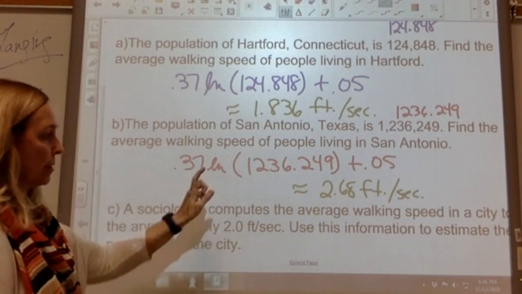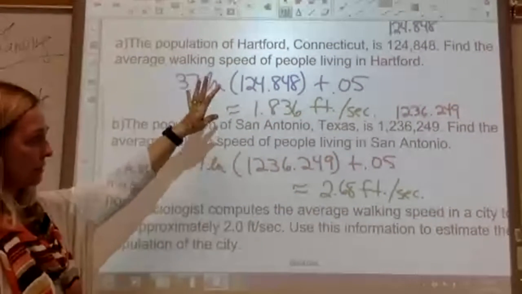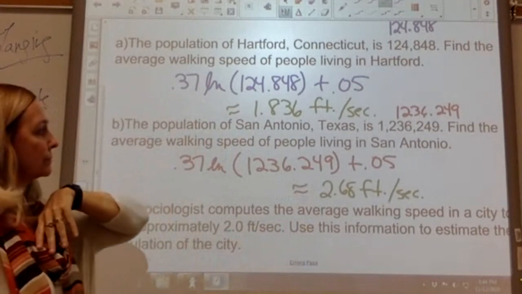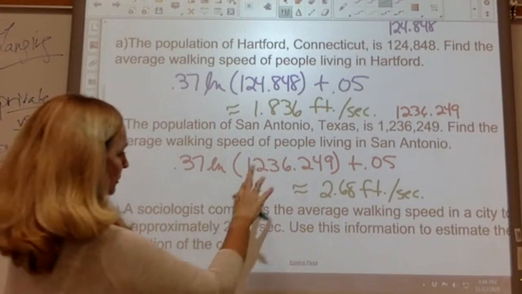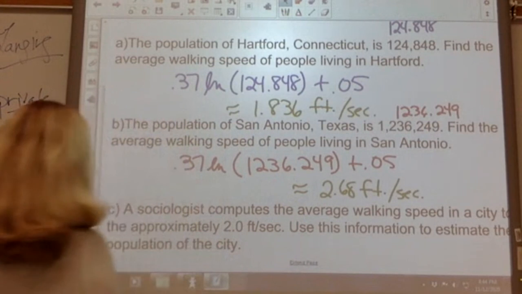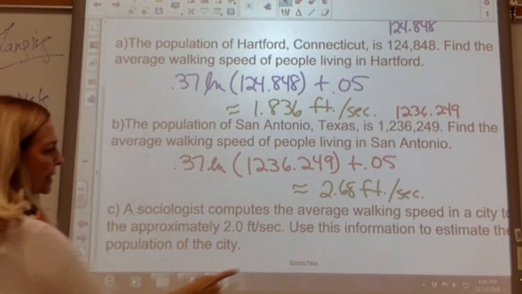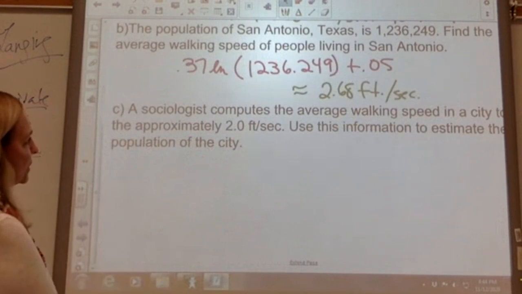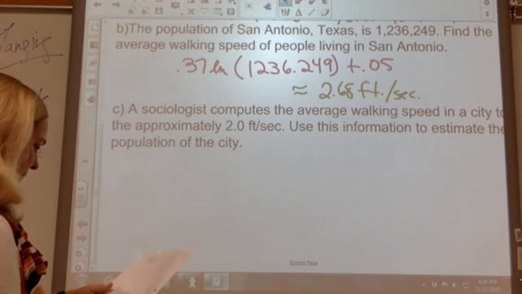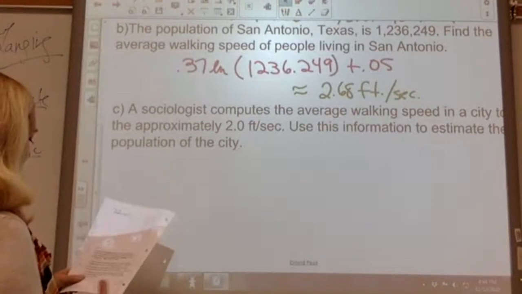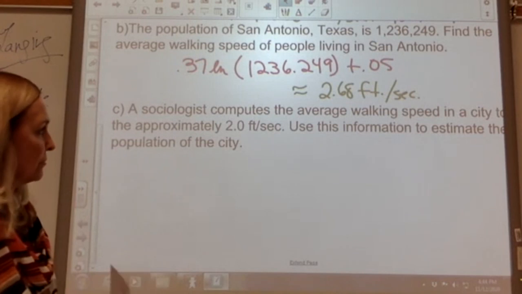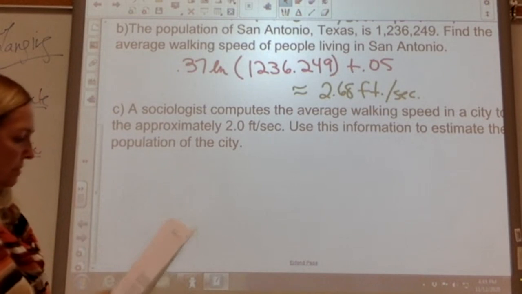So as the population is increasing, their speed is getting larger. Okay? But I think people in bigger cities probably walk a lot more than people in smaller cities. All right. So now they give us this question. A sociologist computes the average walking speed in a city to be approximately 2.0 feet per second. Use this information to estimate the population of the city.